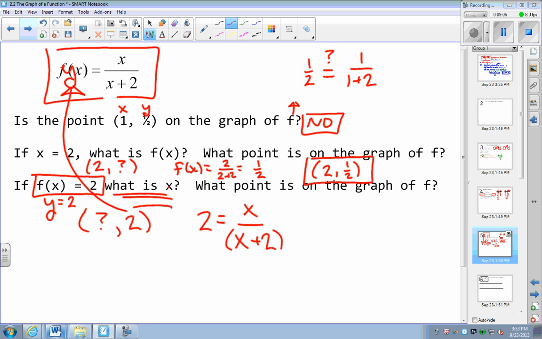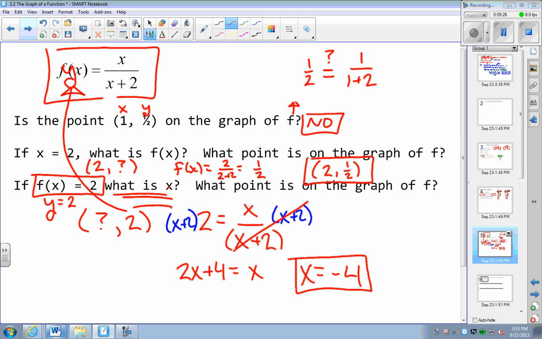We're going to have to take this blob and multiply both sides by it. So this comes out 2x plus 4. Obviously those will cancel. We're left with just an x here, and then everybody can say x equals negative 4.